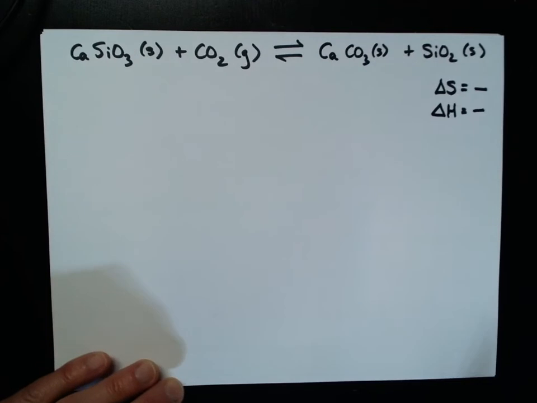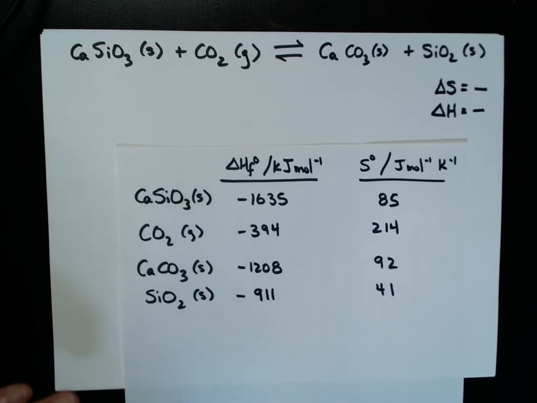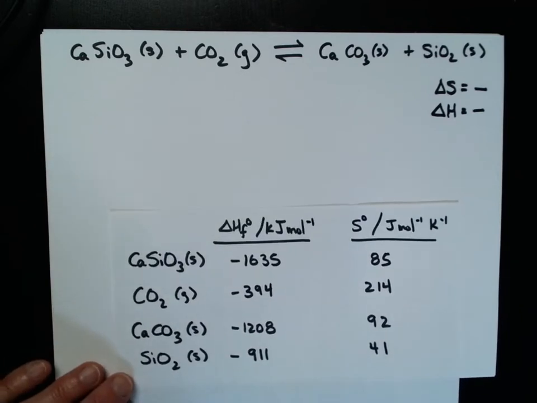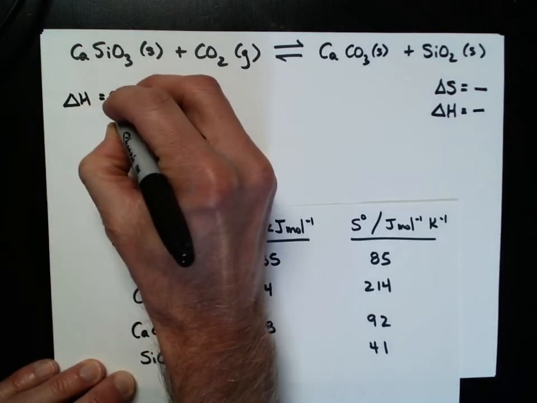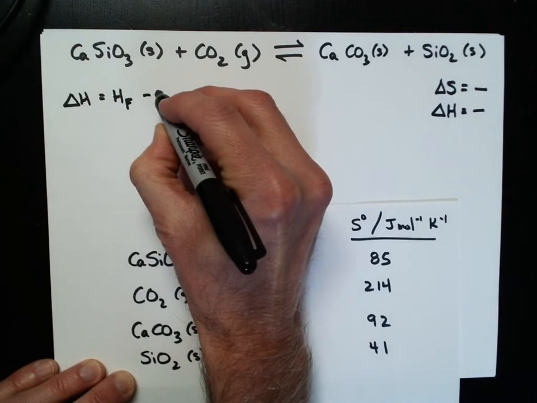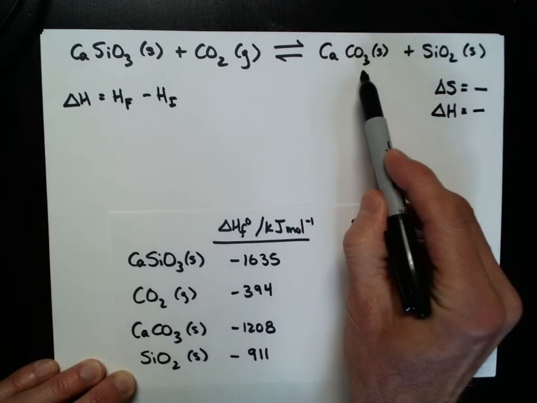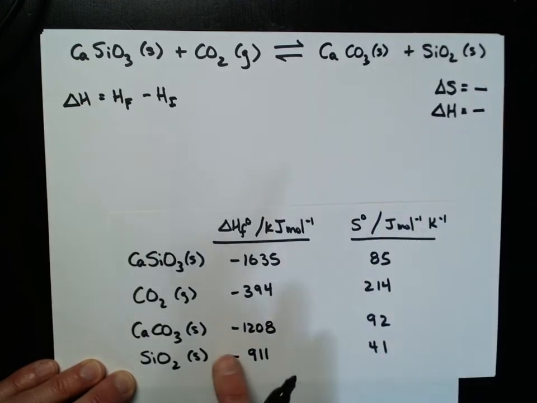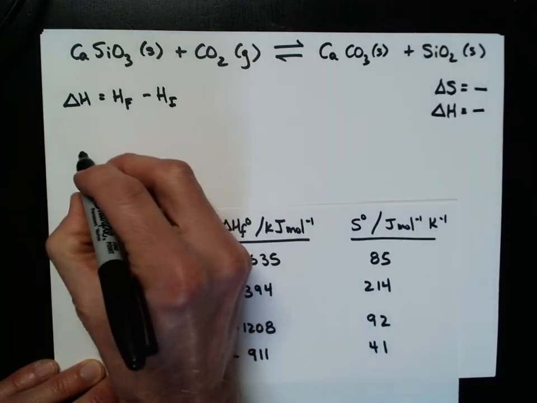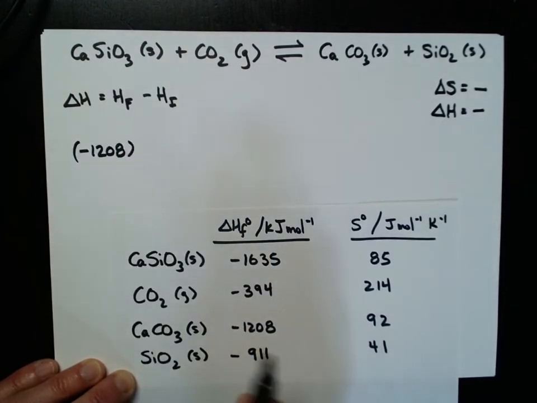Let's go ahead and calculate both delta H and delta S for this reaction. So I looked up the values for everything in a table, and we're going to calculate delta H for this reaction first. Delta H is going to be the final enthalpy minus the initial enthalpy. My final enthalpies are calcium carbonate, solid, and silicon dioxide, solid. So calcium carbonate is negative 1208. These are all kilojoules per mole. And I'm going to have to add to that negative 911.